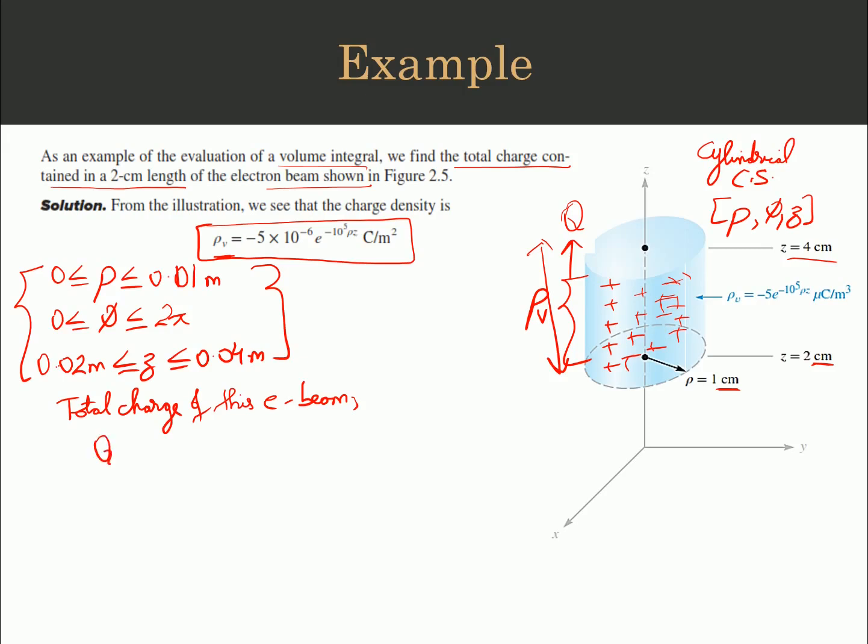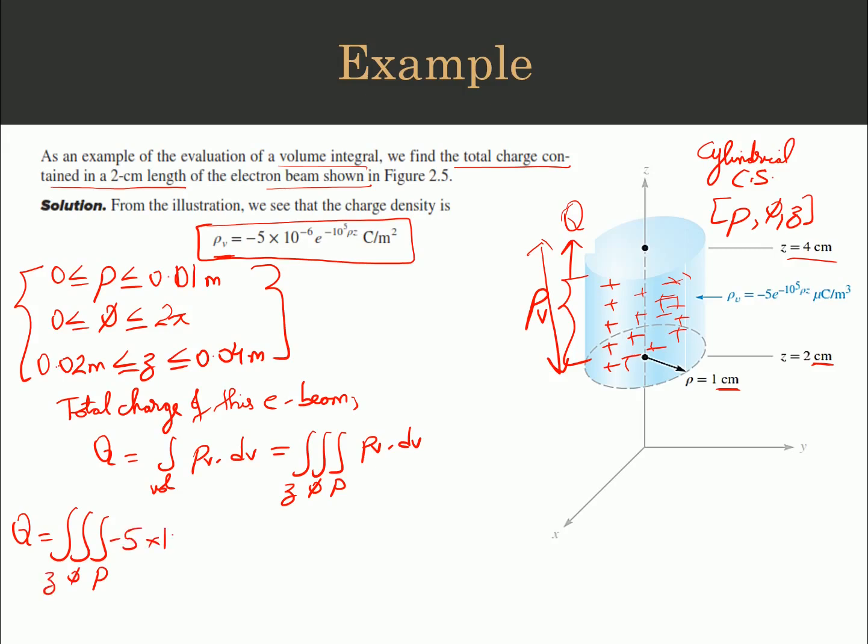So we know that charge is given by the integration of the volume charge density, rho v into dv. It comes out to be the triple integral of rho v dv. So I have the integrals over the coordinate system rho, phi and z, and let us start incorporating the values. The value of rho v is minus 5 into 10 raised to power minus 6 e raised to power minus 10 power 5 rho z, and that's it. And what is going to be now the value of dv?